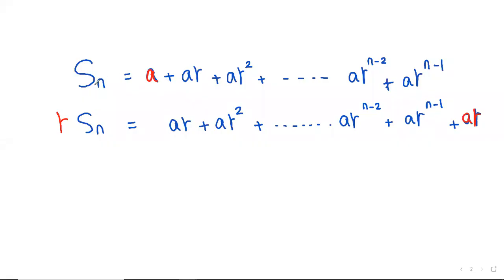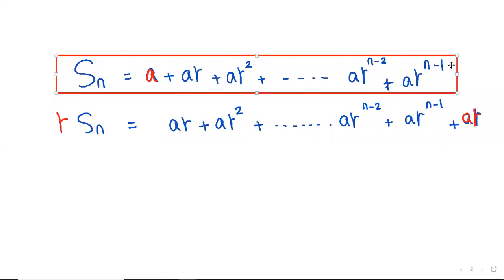So Sn, the sum of all terms of the geometric series, is a plus ar plus ar to the power of 2 plus all terms reaching ar to the power of n minus 2 plus ar to the power of n minus 1. Multiply all terms of this equation by r.